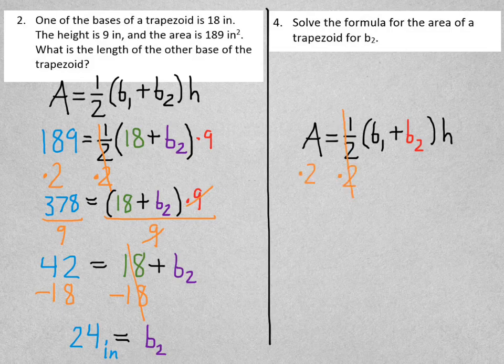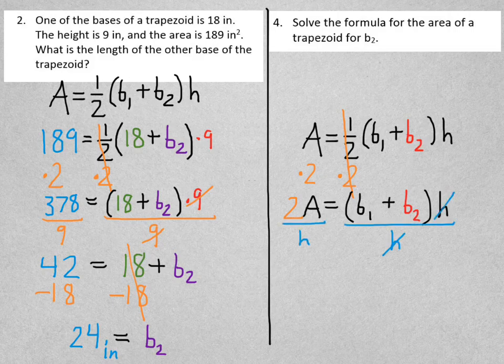I can multiply by 2 to get rid of the 1/2, leaving me with that on the right side. And like the previous question in number 3, I'll have just 2A. Okay, I need to get rid of what's on the outside of the parentheses first, so I'll divide by h on both sides. So I have b1 plus b2. Again, I didn't write the parentheses because I don't need them anymore. And 2A over h is what we have on the left side.